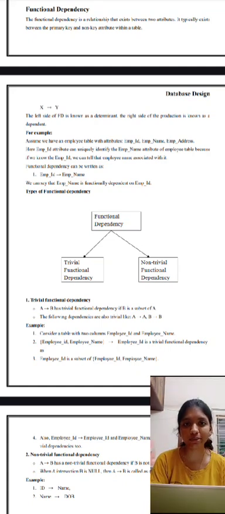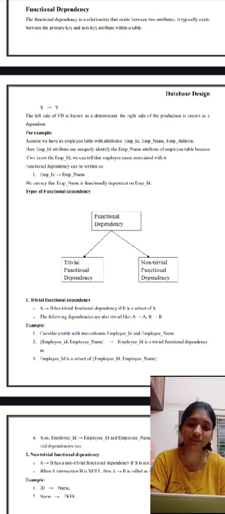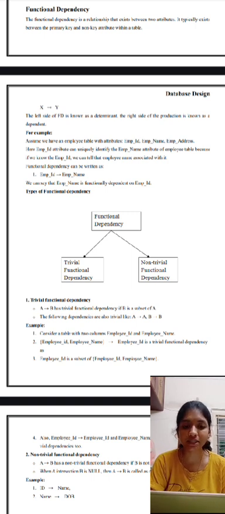Now I am going to explain the concept of functional dependency. A functional dependency is a relationship that exists between two attributes. It typically exists between a primary key and a non-key attribute within a table.